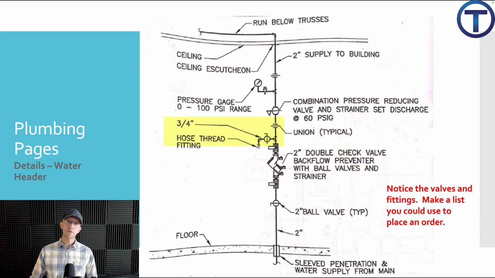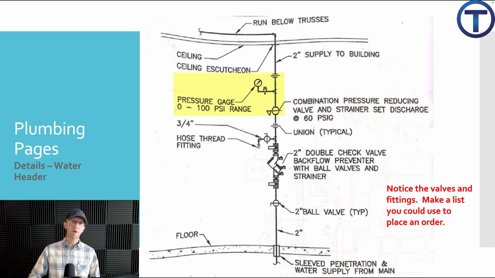After that, there's going to be a T with a valve, 3/4 inch line, and a hose thread. This could be used as a drain down for the building. Above that, there's a union, a combination pressure reducing valve, and a strainer set to discharge at 60 psi. They're getting really specific as to even the pressure that's going to be going into the building.